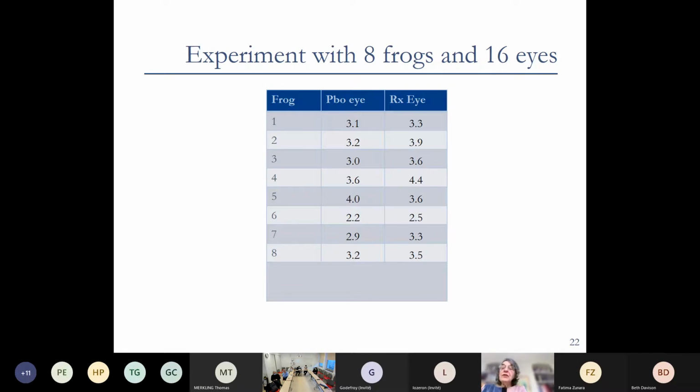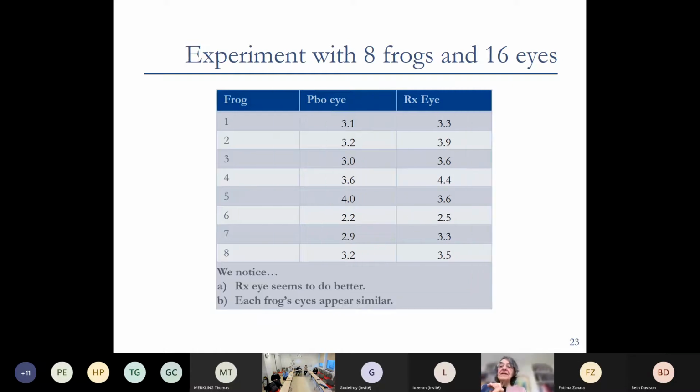But what we notice, if you look at the data, next slide, is that the treated eye seems to do better. I'm assuming that a larger number is better. Every frog, except for frog number 5, the treated eye did better than the placebo eye. And we also noticed that the numbers seem to be the same. We seem to be able to predict from the placebo eye what the treatment eye will look like.